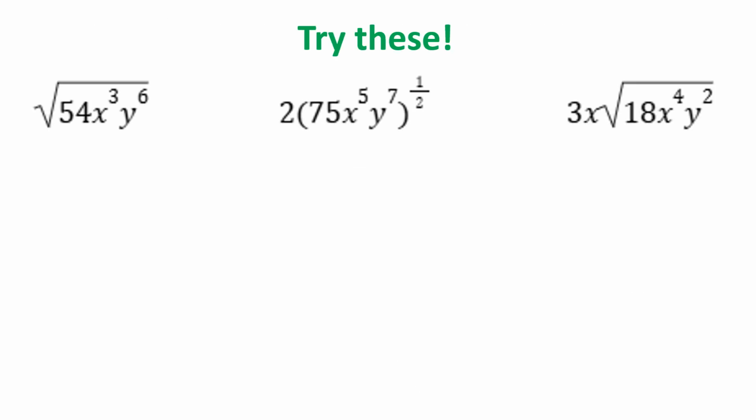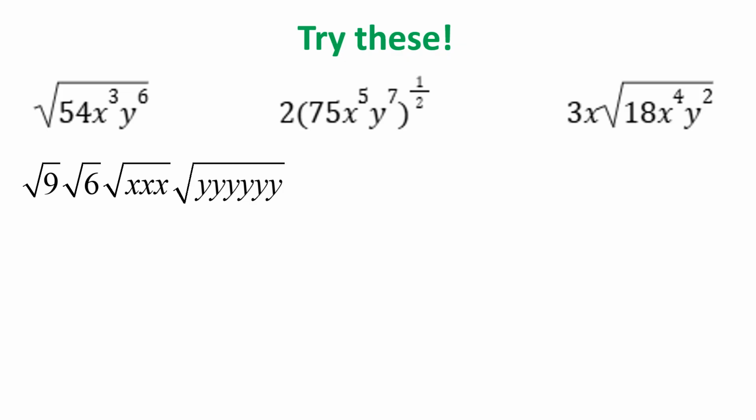All right, again, why don't you put the video on pause and see if you can simplify these 3. All right, 54 breaks down to 9 and 6. I have 3 x's and 6 y's. The square root of 9 is 3. I'm going to bring down the square root of 6. I can take 1 x out of the group of 3, so I have 1 x, and then I have to keep 1 underneath the radical.